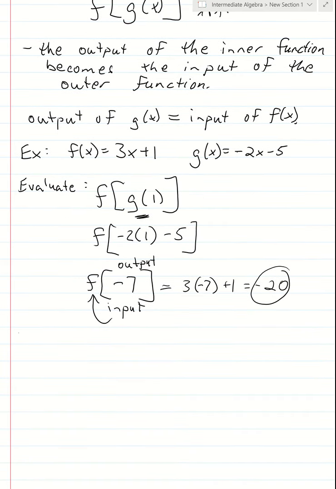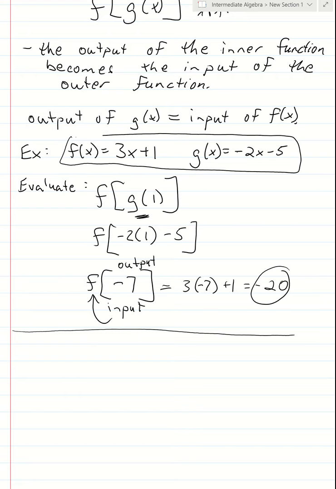Let me use the same two functions, okay, which we have up here, except now I'm going to just change things around a little bit. Let's say I want to evaluate maybe g of f of negative 3.